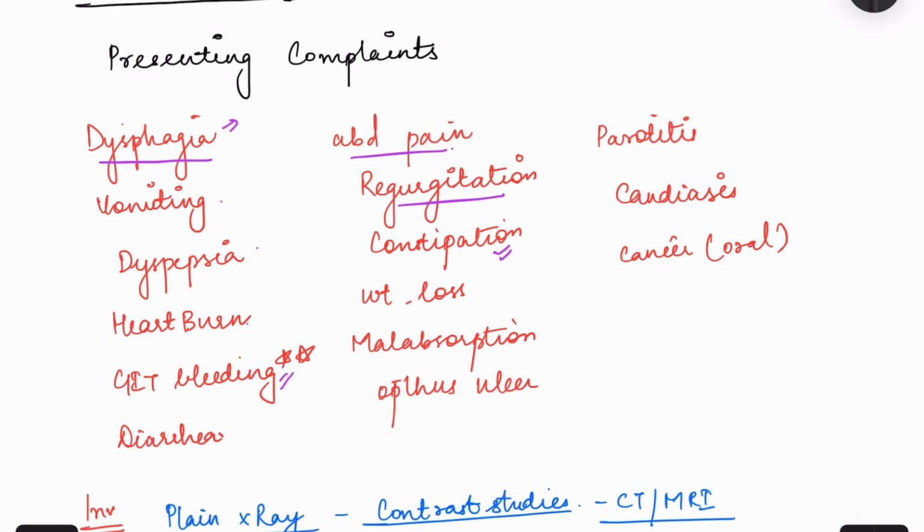Next is constipation, indigestion, weight loss, malabsorption, oral ulcers, peritonitis, candidiasis, and cancer. Cancer can be of the oral cavity, stomach, small intestine, or large intestine.